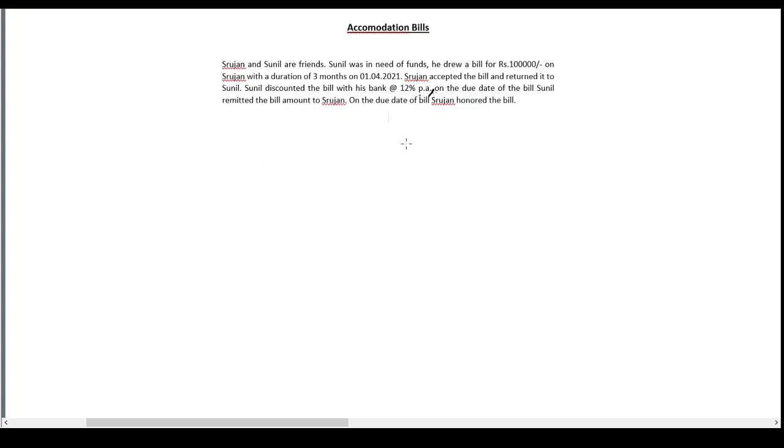We'll start here. I'll divide the page into two parts. Books of Sunil, books of Srujan.